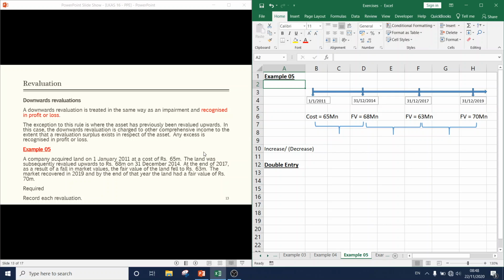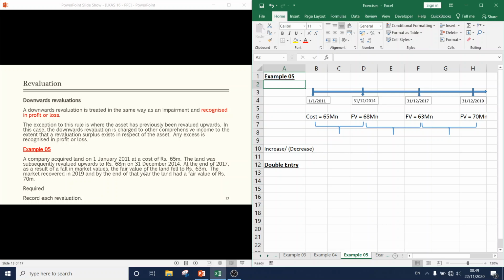Land, do we depreciate? No. Why? We do not know the useful life. Useful life we cannot determine, therefore we are not going to depreciate it. In order to find depreciation, we should know the depreciable amount as well as the useful life. If we don't know the useful life, it means we cannot determine the depreciation, therefore land we do not depreciate. At a cost of 65 million, the land was subsequently revalued upward to 68 million.